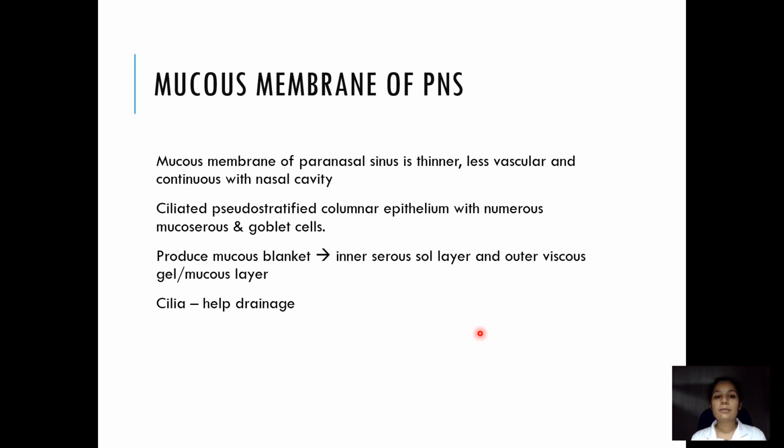Paranasal sinuses are lined by mucosal membrane, which is thinner, less vascular and in continuity with the mucous membrane of the nasal cavity. Ciliated pseudostratified columnar epithelium is present with numerous mucoserous and goblet cells. They produce a mucous blanket. This mucous blanket creates two layers, that is the inner serous sol layer and outer viscous gel or mucus layer. The constant action of the cilia creates a mucociliary clearance pathway which drains out the sinuses into the choana and creates a functional nasal cavity with paranasal sinuses.